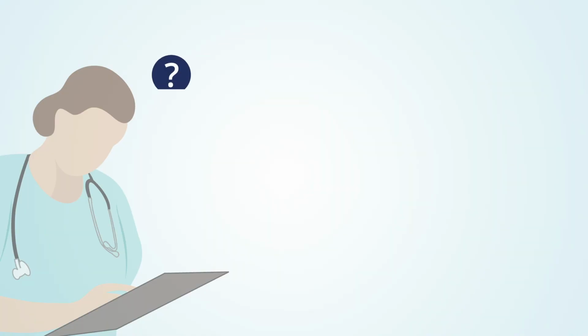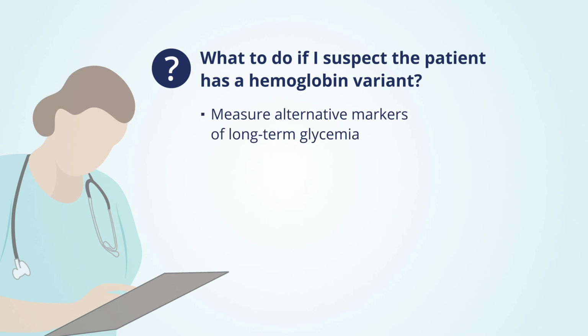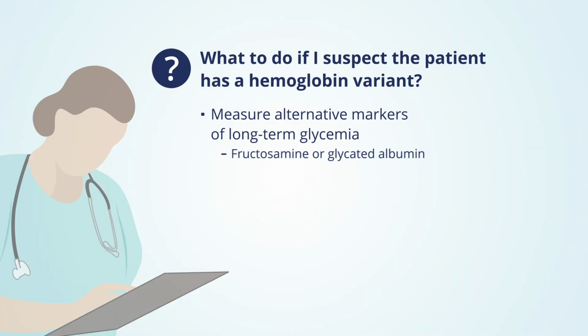The most common question I get is what to do if I suspect the patient has a hemoglobin variant. In this situation, one should measure alternative markers of long-term glycemia, for example, fructosamine or glycated albumin, which reflect the average glucose over approximately the preceding 3 weeks. These are not affected by any changes in hemoglobin or red cells because they measure the albumin in the blood.